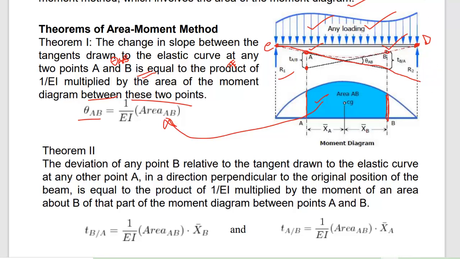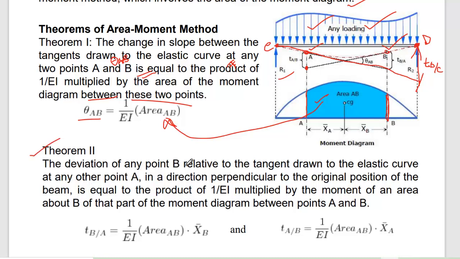so what would be this value? Who can tell me? Sir, T D by C. Very good, T D by C, because we are considering the perpendicular distance from D to tangent point C. So now how can we calculate this distance? We can calculate this distance by using this theorem too.